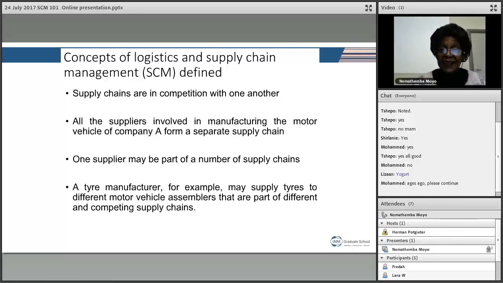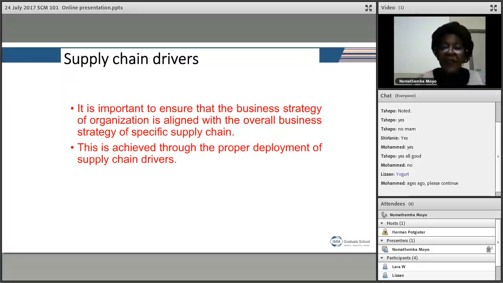So supply chains are in competition with one another. There are so many supply chains. All the suppliers involved in manufacturing the motor vehicle of company A form a separate supply chain. One supplier may be part of a number of supply chains. A tire manufacturer, for example, may supply tires to different motor vehicle assemblers that are part of different and competing supply chains.